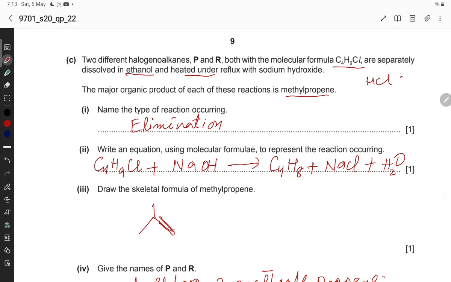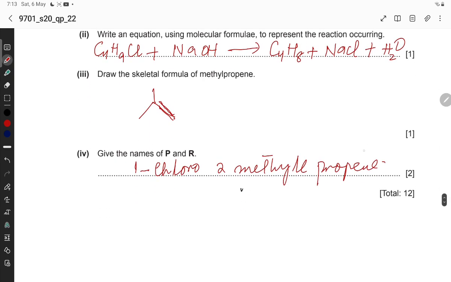Because the major product is methyl propene, the structure is 1-chloro-2-methylpropane.